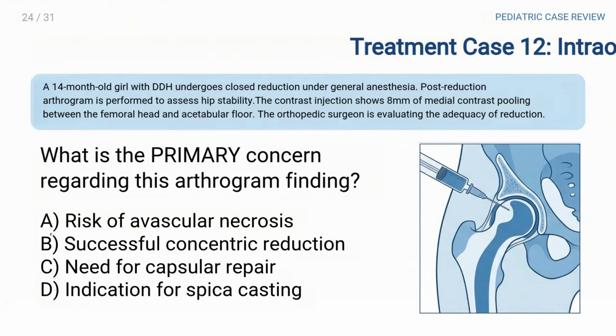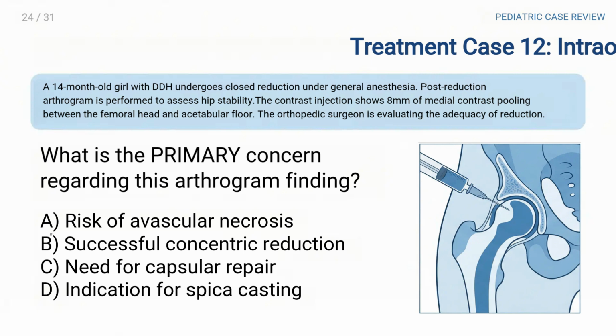Case 12, covering intraoperative assessment during treatment. A 14-month-old girl with developmental dysplasia of the hip undergoes closed reduction under general anesthesia. A post-reduction arthrogram is performed to assess hip stability. The contrast injection shows 8 millimeters of medial contrast pooling between the femoral head and the acetabular floor. What is the primary concern regarding this arthrogram finding?